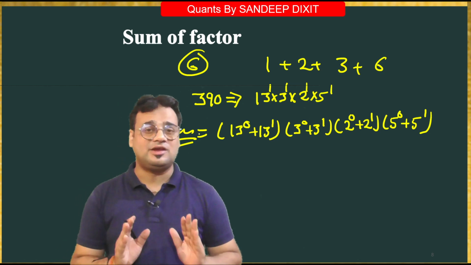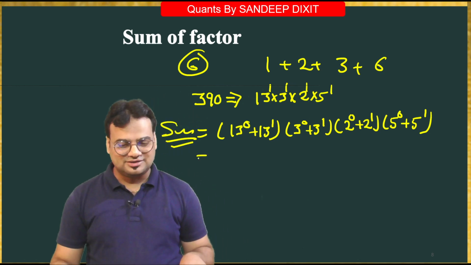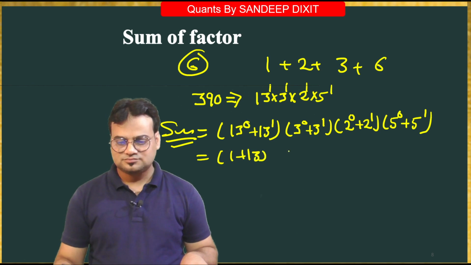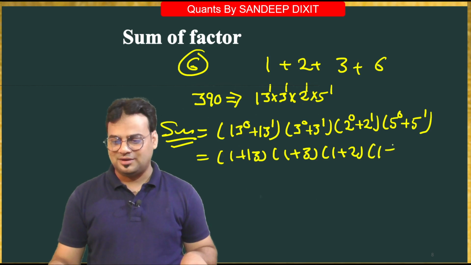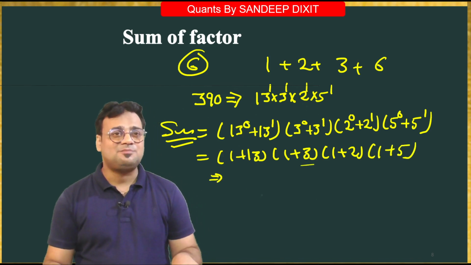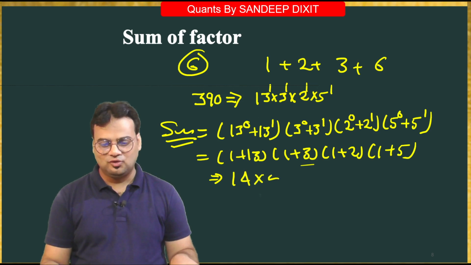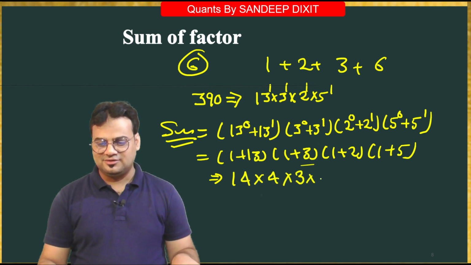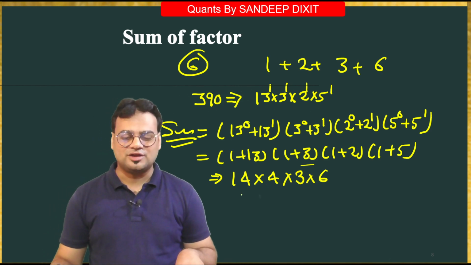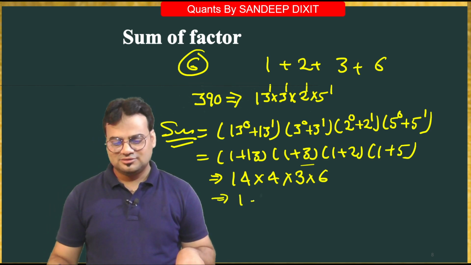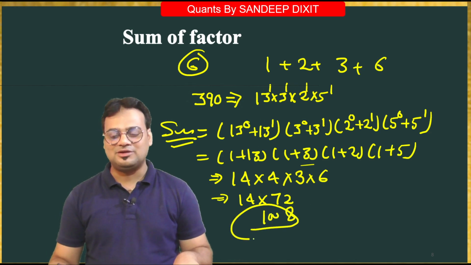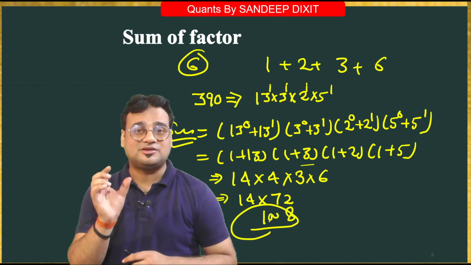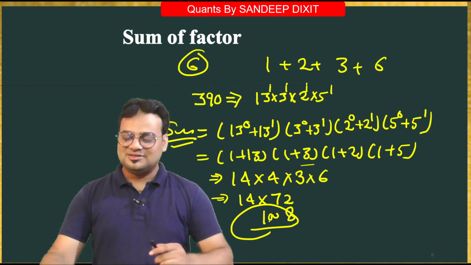Okay guys, all of you know very well how to calculate the sum of factors. So the answer is 1 plus 13, 1 plus 3, 1 plus 2, and 1 plus 5. That means 14, 4, 3 and 6. 6 threes are 18, 18 fours are 72, and 72 into 14: 14 twos are 28, 14 sevens are 98, and 98 plus 10 is 1008. That is the sum of the factors of 390. That's understood. That is the method.